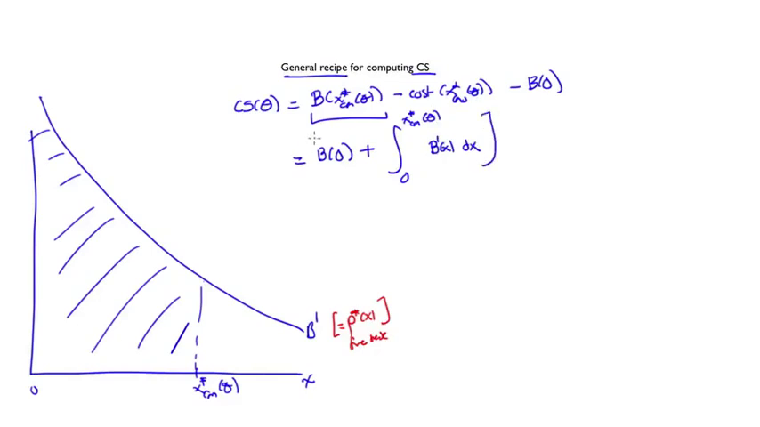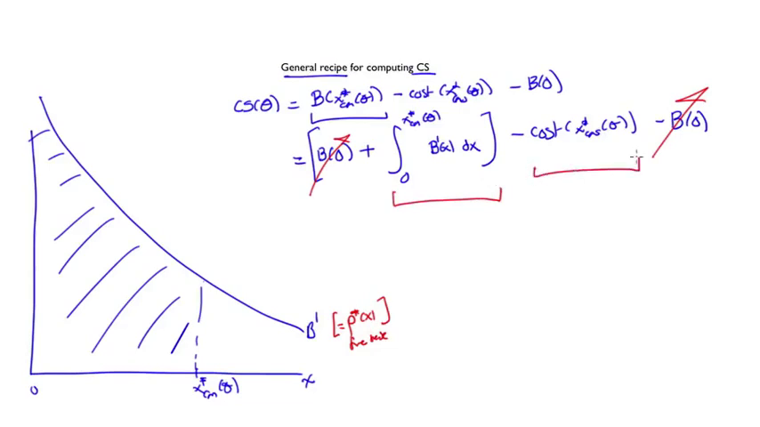Then what else do we have to do? We have to subtract the cost of getting that consumption, and then we subtract B0. Notice that this term and this term cancel, and what we get is this integral term minus the cost term. That's a general formula that you can count on every time. As long as you get the consumed behavior correctly and you know what B prime is, it will lead you to the right answer.